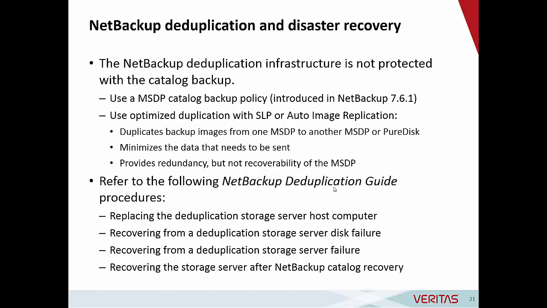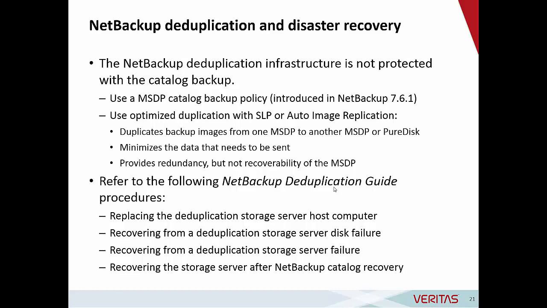Now that's the traditional disaster recovery method, and that's why dedupe infrastructure is not protected with catalog backups, because that question gets asked sometimes. When I back up the catalogs, do I back up all the MSDP catalogs as well? And the answer is no, not by default. You know, the default method of protecting things is to replicate multiple copies. Now, there has been a request over the years to introduce that capability. So beginning with 7.6.1, you can create an MSDP catalog backup policy, and that policy will specifically back up the catalogs for a particular dedupe pool. And so that can give you just another layer of protection.